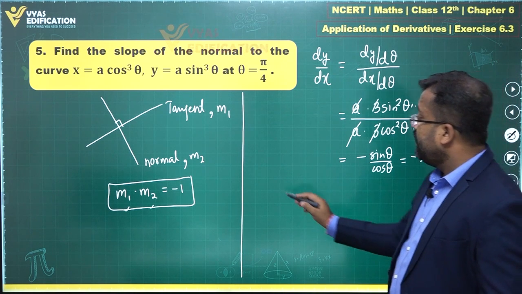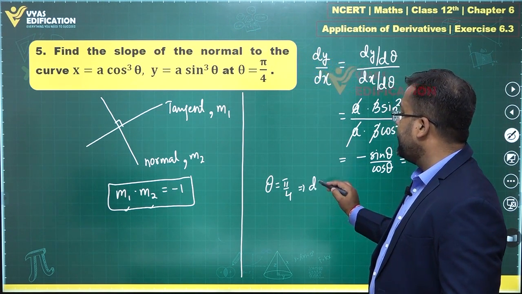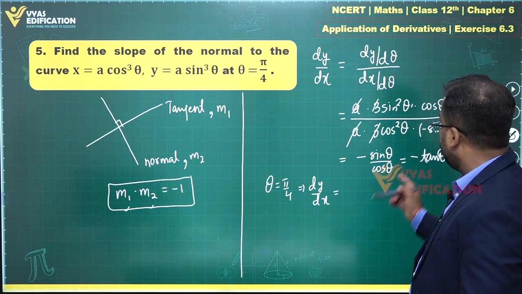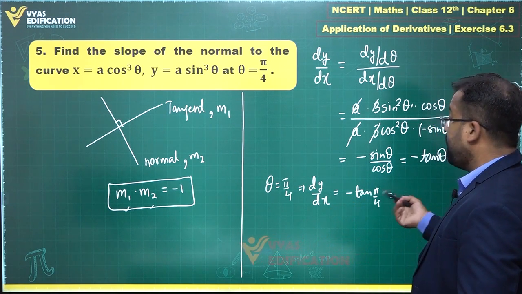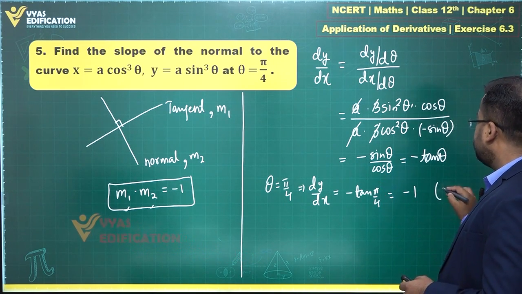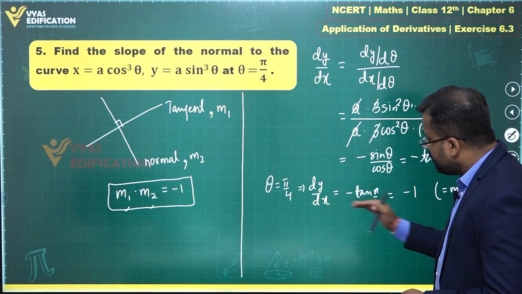Okay. For theta equals pi by 4, what do you get? This implies that dy by dx will be equal to what? dy by dx will be equal to minus of tan pi by 4. And tan pi by 4 is 1, which is very simple. This is minus 1. But mind you, this is m1, as you can observe. This is the slope of tangent.